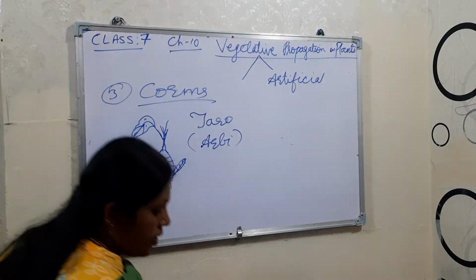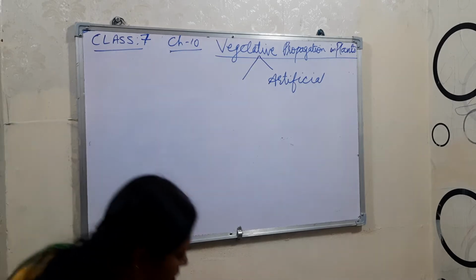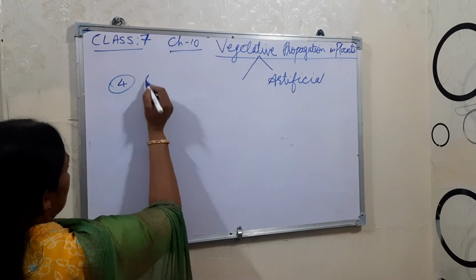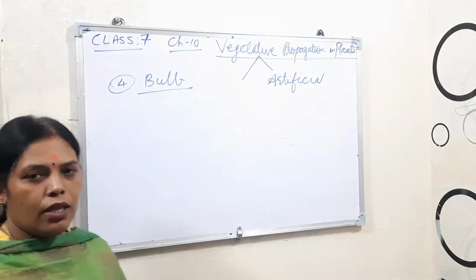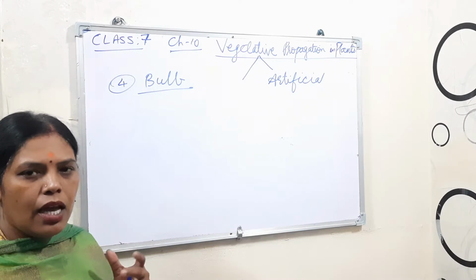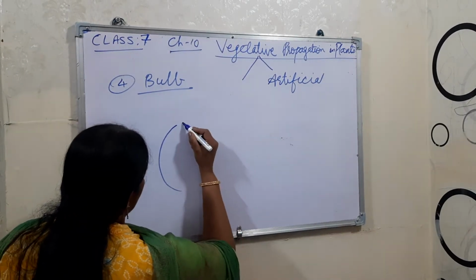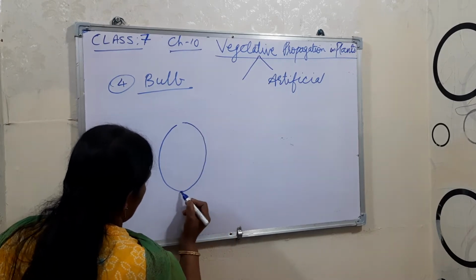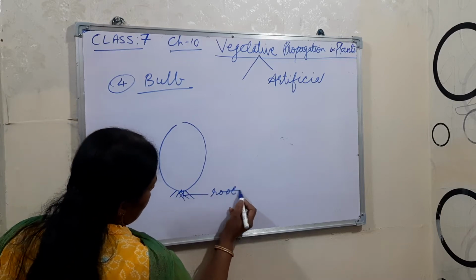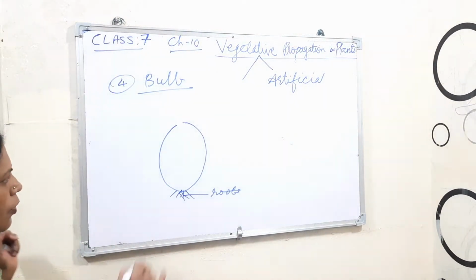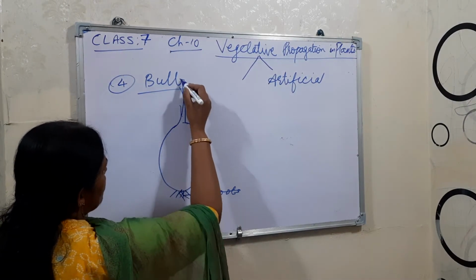And the next one is bulb. Okay, what is it? Bulb. Here these are also underground stems only. Okay, here the food is stored in it and it produces vertically. See, from down the roots are produced. Okay, from the bottom portion the root is produced, and from the top portion the shoot is produced.